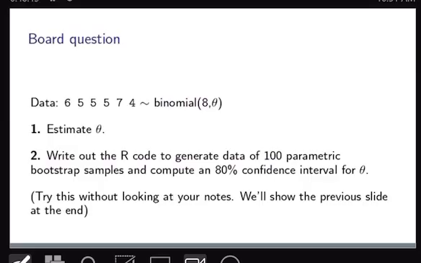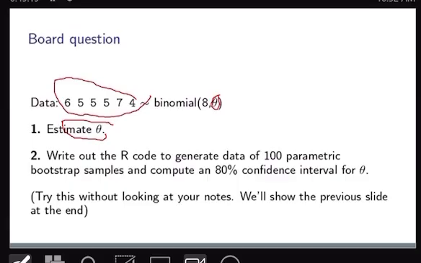So right now, you have a data set. We know the functional form is binomial, but the parameter is unknown. The very first thing you do is estimate the parameter. You can use the method of maximum likelihood. After estimating that, put that parameter into the binomial distribution, then generate your bootstrap, and follow what we did before.